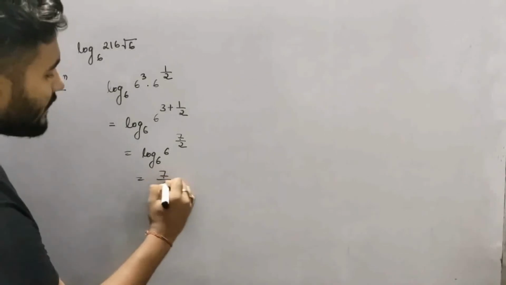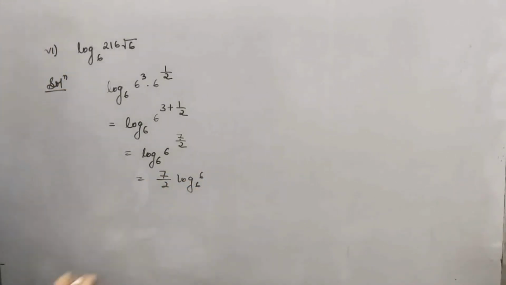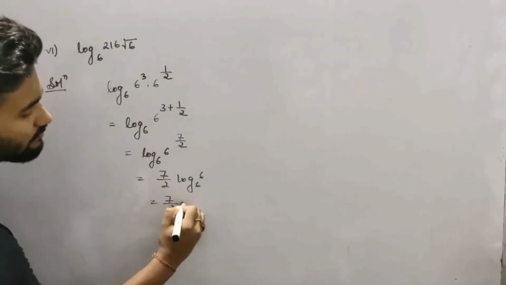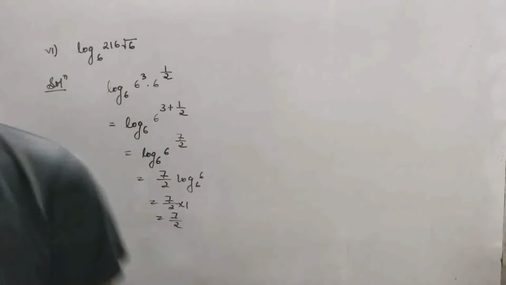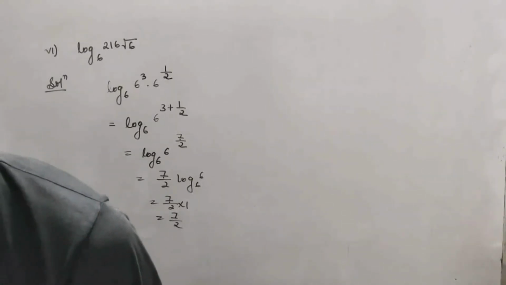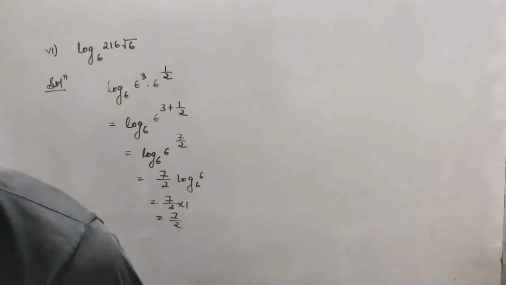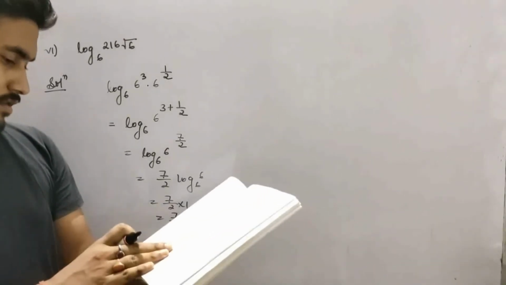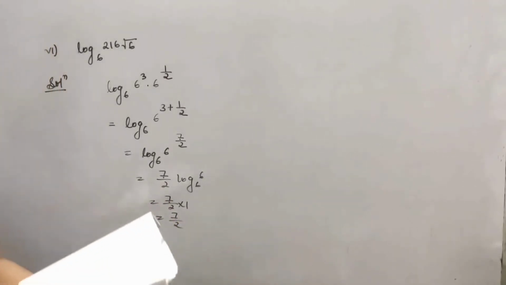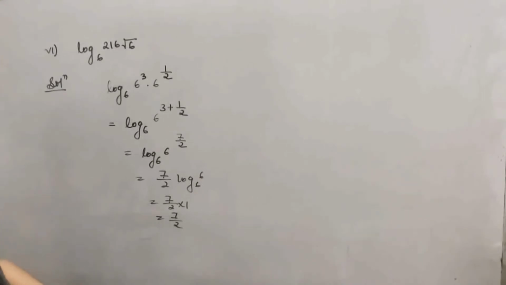So 7 by 2, take it to the front side using the log power rule. Your answer will be 7 by 2 into 1, which is 7 by 2. Now I don't know whether the answer is to be in improper fraction or mixed fraction, I have to check that one. It is in improper fraction only, 7 by 2.